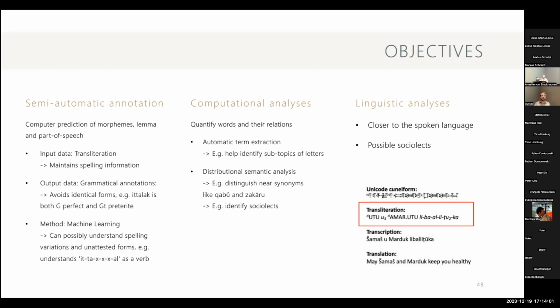We use machine learning because the nice thing about that is it can possibly understand spelling variation and unattested forms. I have this example, which I really like. It's neither unattested nor a spelling variation, or you can say it's a spelling variation. Basically, we're missing half the signs. So it, ta, x, al.